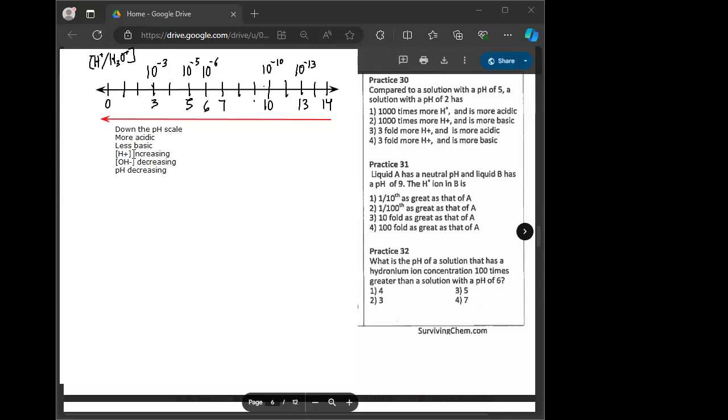So let's say that a substance is going from a pH of 6 to a pH of 4. And let's say the question is asking about the substance that has a pH of 4, like how many times more acidic is it than the pH of 6? Or how many more hydrogen ions does it have? Or how many fewer OH ions does it have? The very first thing that we would need to do for any of those questions is draw a mini pH scale.